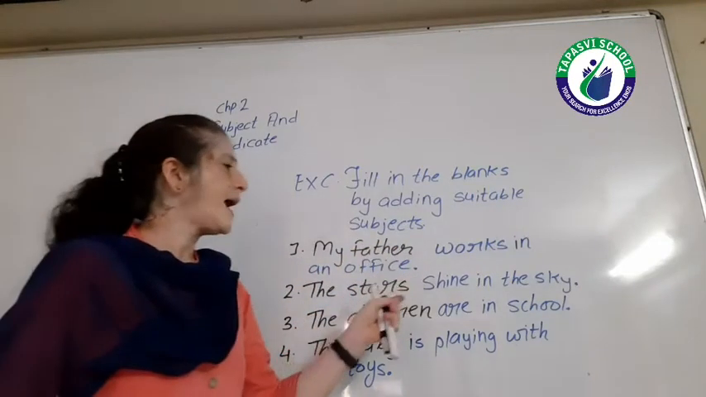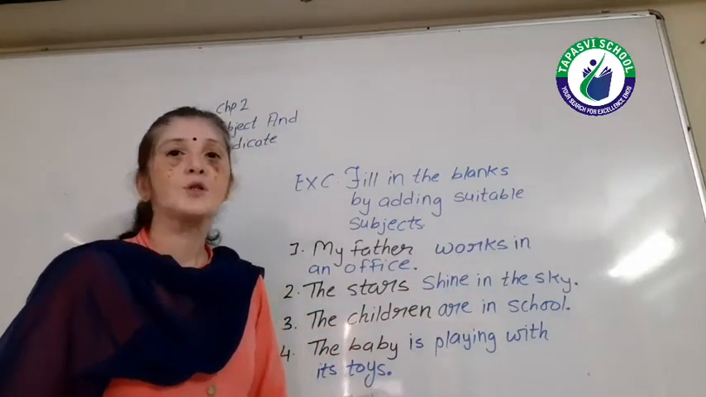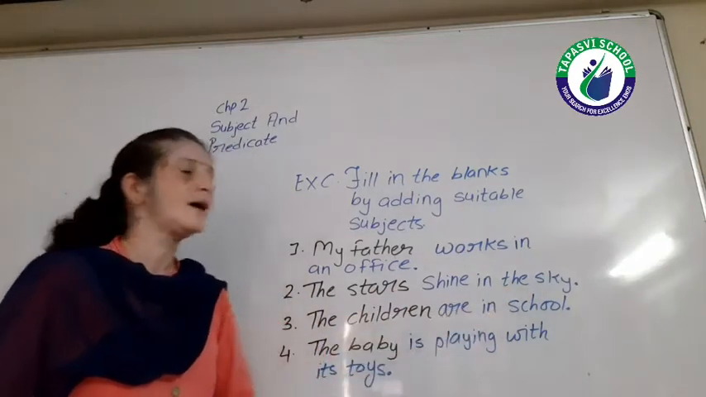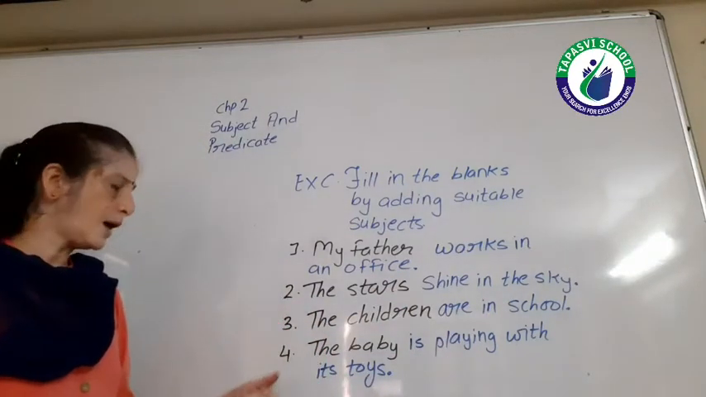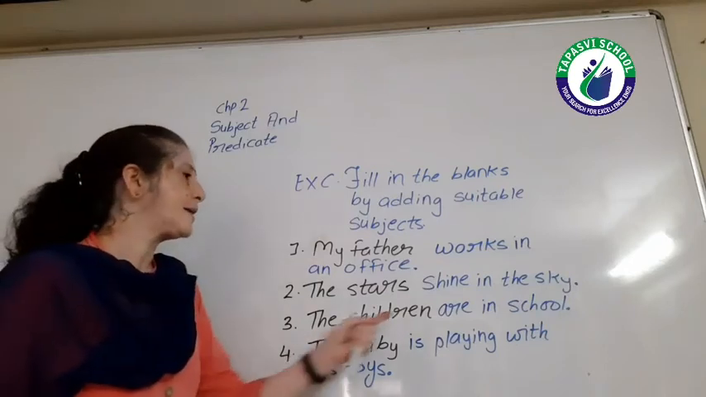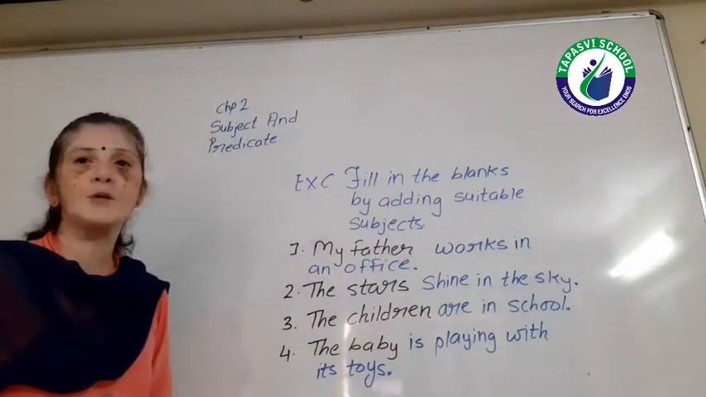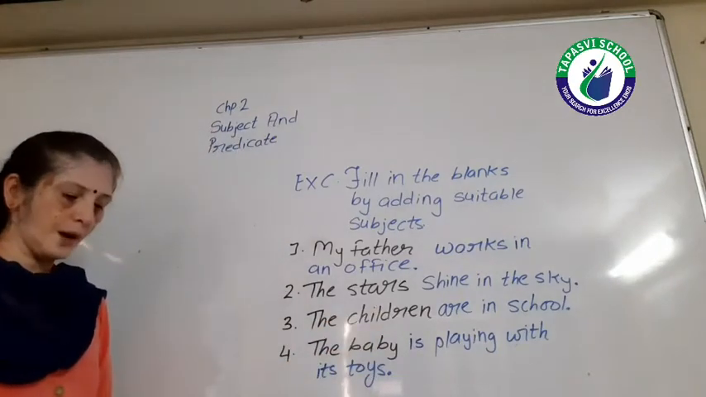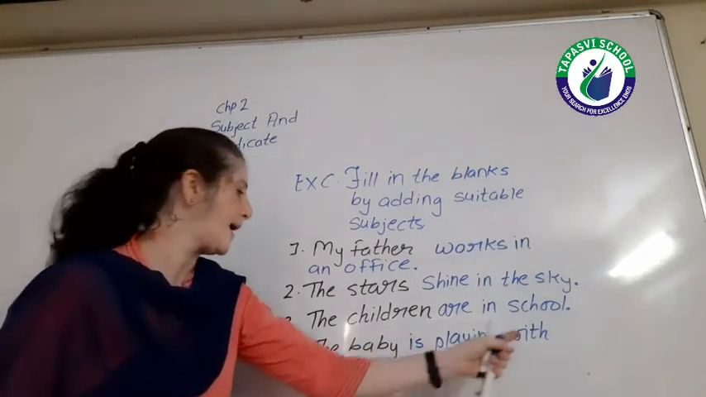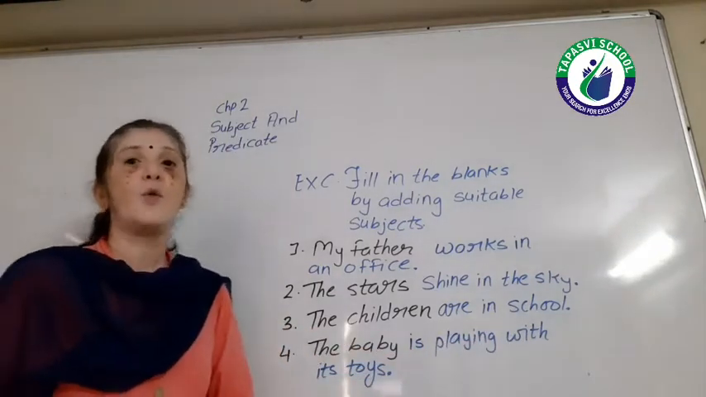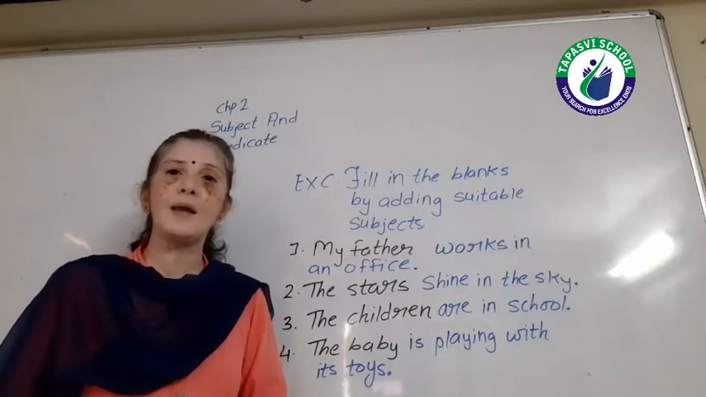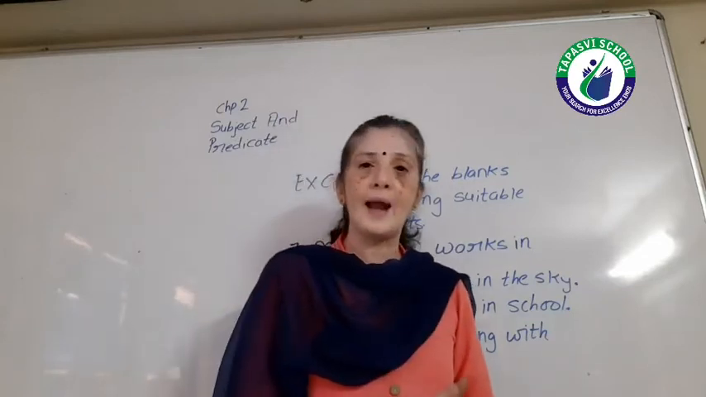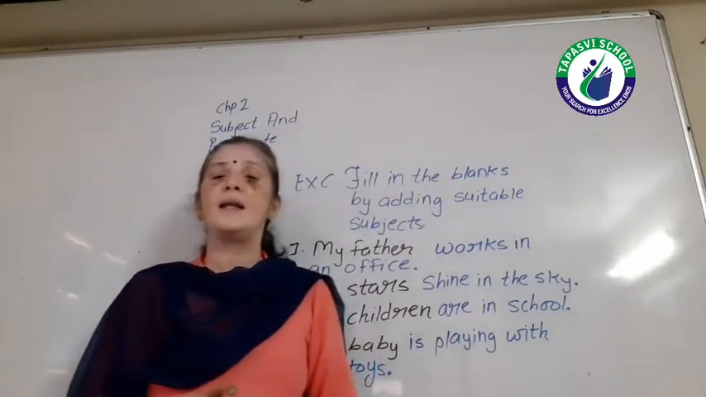Second one, dash shine in the sky. So what do we have to write? The stars shine in the sky, right? Third one, dash are in school. What subject do we have to add? The children, right? And the fourth one, dash is playing with its toys. So what subject do we have to add? The baby, right students? So whenever predicates are given and you have to add a subject, you can add any words.